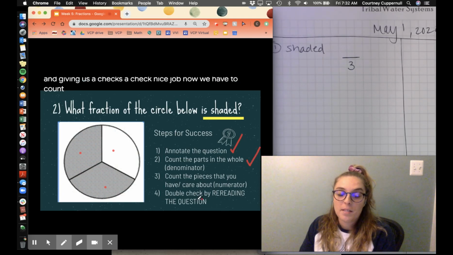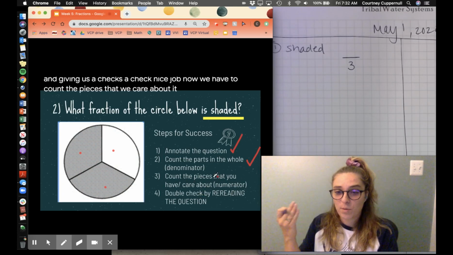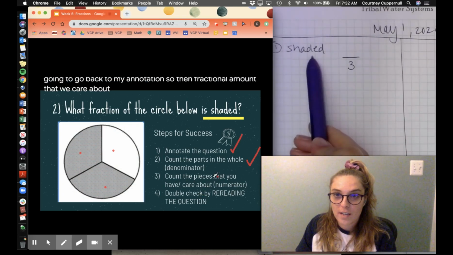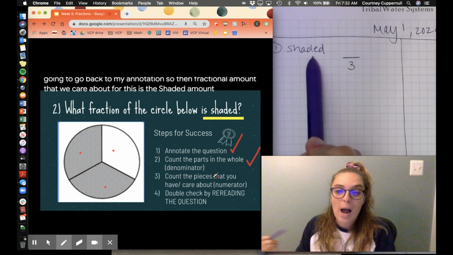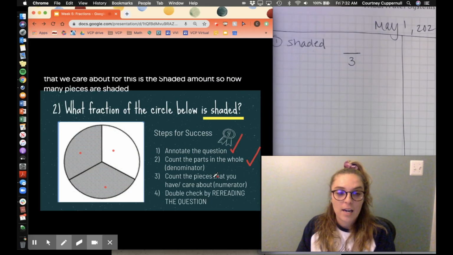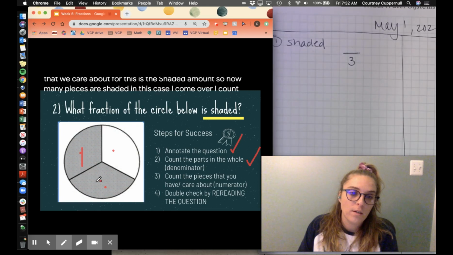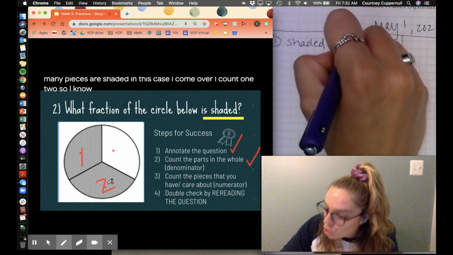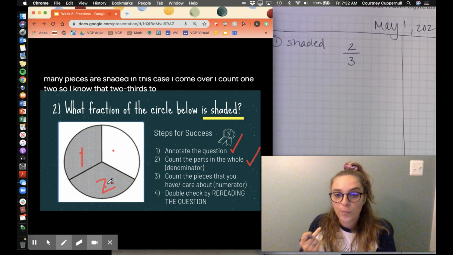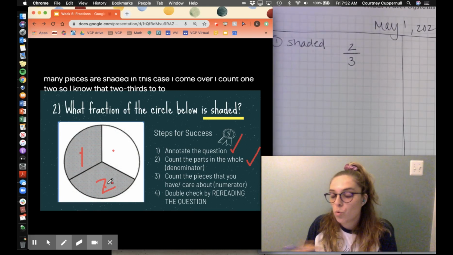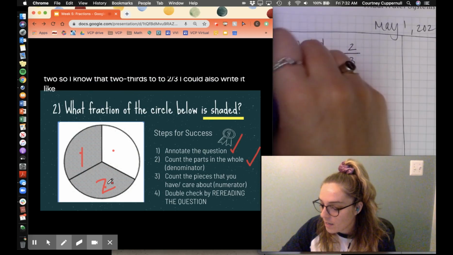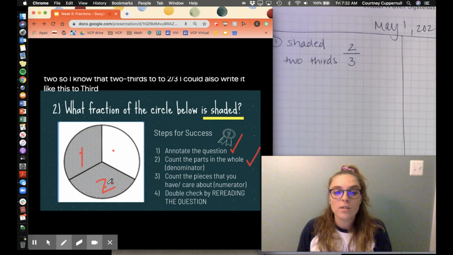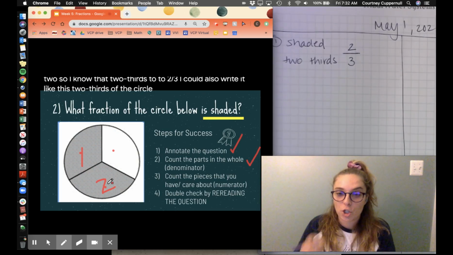Now we have to count the pieces that we care about. In case we've forgotten, I'm going to go back to my annotation. So the fractional amount that we care about for this is the shaded amount. So how many pieces are shaded? In this case, I come over, I count 1, 2. So I know that 2/3, I could also write it like this. 2/3 of the circle is shaded.